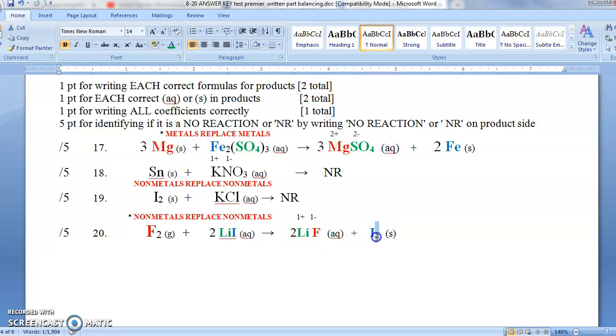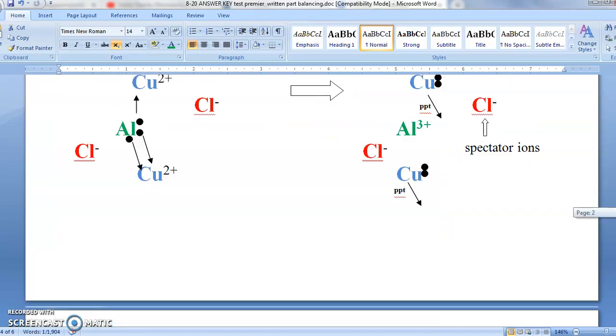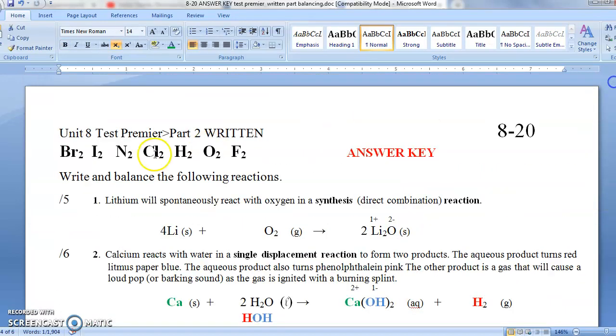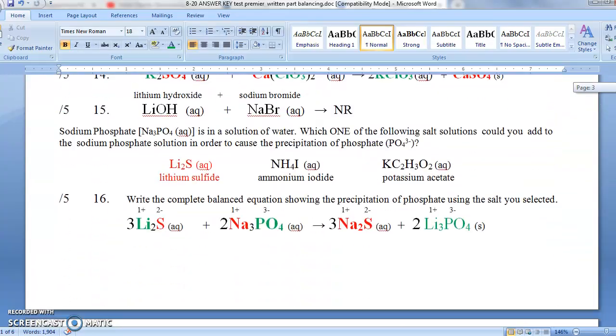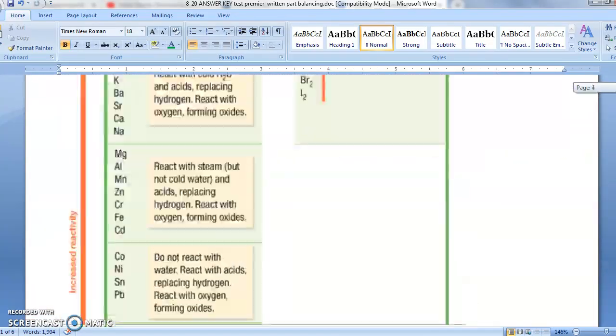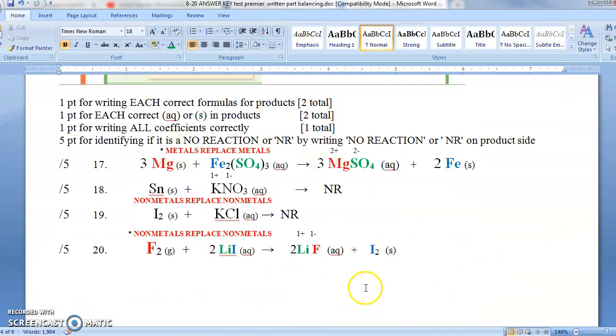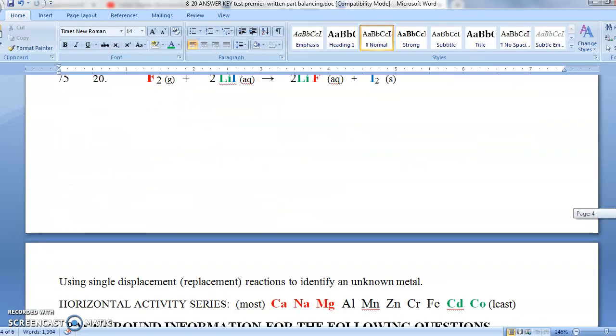Why is there a 2 after the iodine? It's the diatomic, the Brinkelhoff. So if I've got 2 of these, I need a 2 in front. If I've got a 2 in front here, that gives me 2 lithiums. I need a 2 in front there, that gives me 2 fluorides. Glad I have that 2 there.